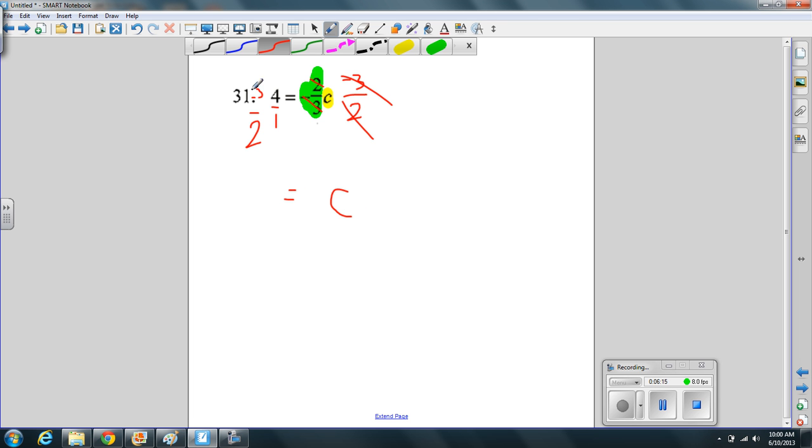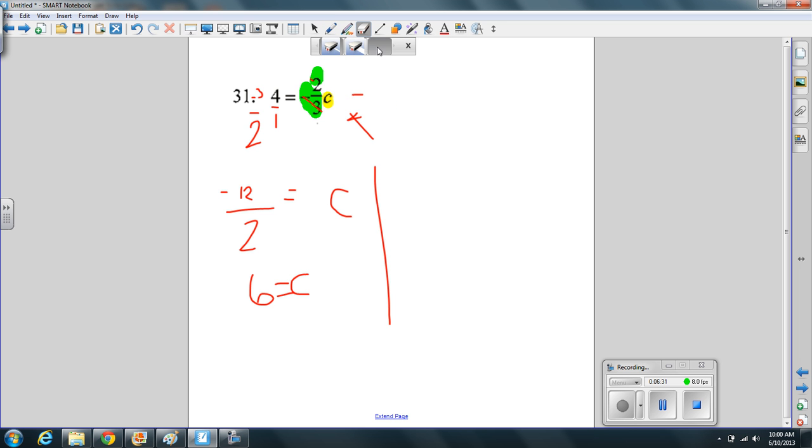Okay? And then negative 3 times 4 is 12 negative over 2. And 12 over 2 reduces to 6. And there's my answer to C. Now, some of you may like to solve this problem another way. And here is an alternate way to solve.